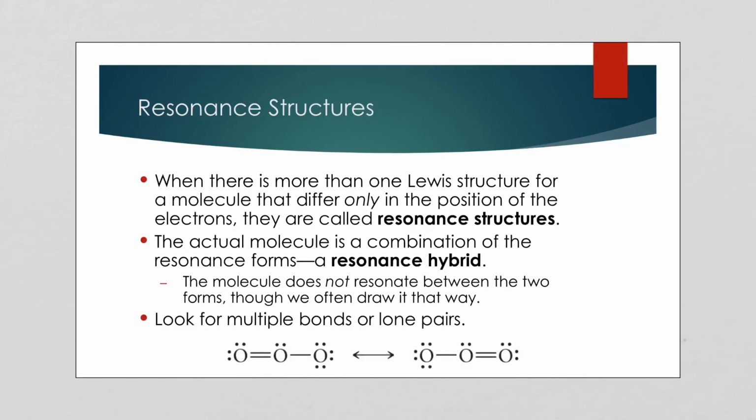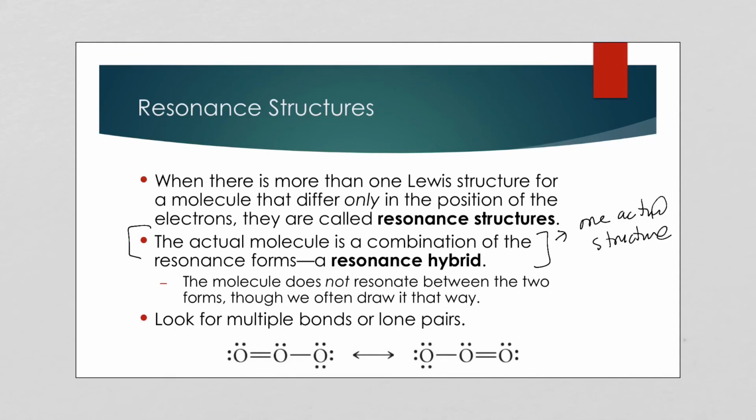So when there is more than one Lewis structure, right, that we can change the position of electrons, right, only the position, these are where we get our resonance structures. Now, key thing, right, I'm going to say this a couple times, right, the actual molecule is what we call a hybrid of the resonance structures. So in other words, there is just one actual structure.